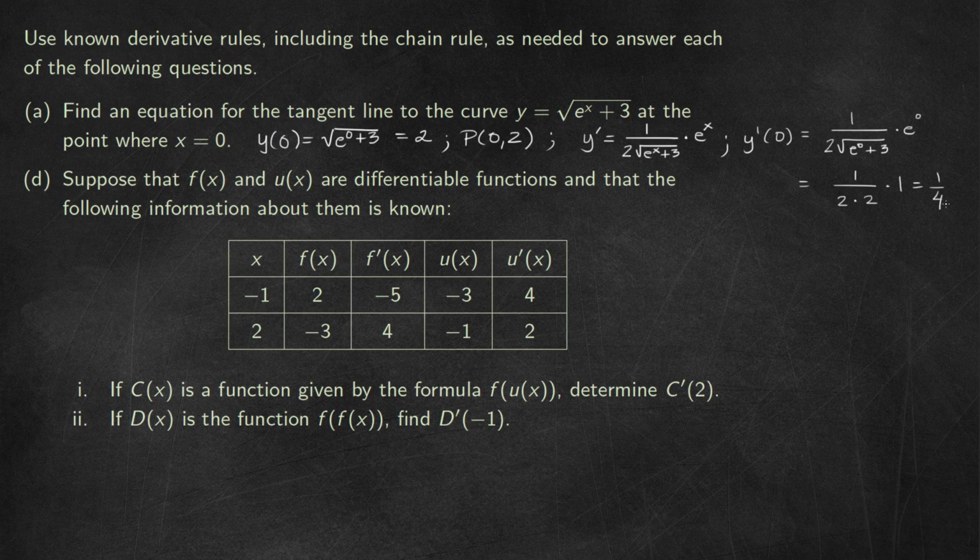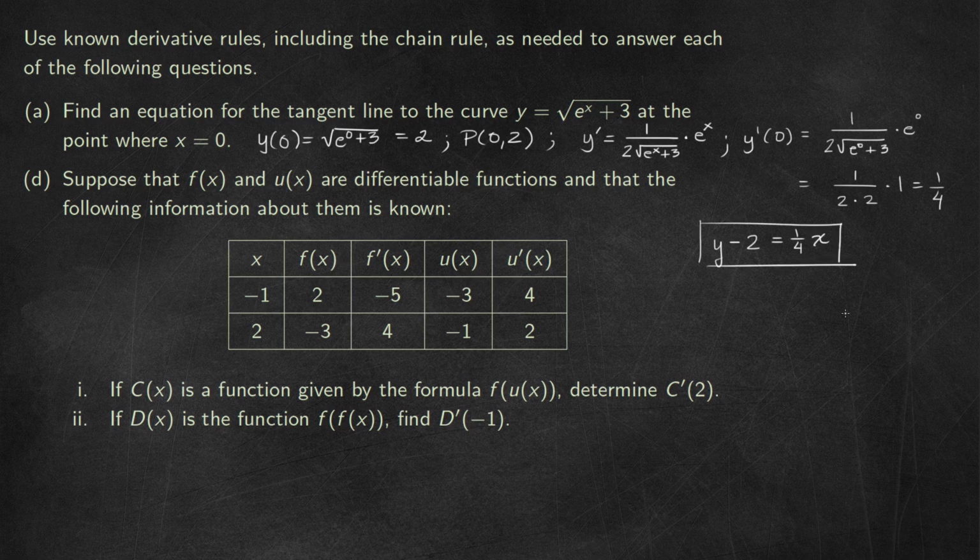So now we can use that as the slope of our tangent line, and our equation of the tangent line when x is 0 is y minus 2 equals 1/4 times x minus 0, or just x.